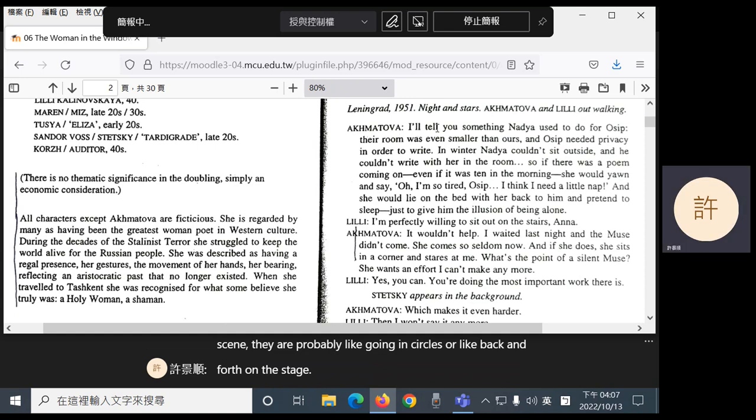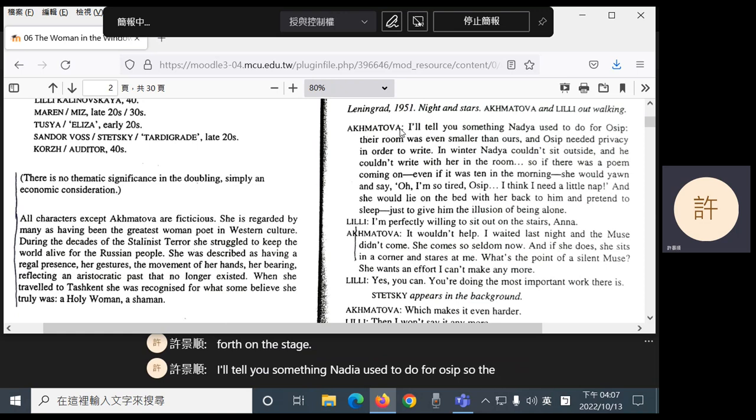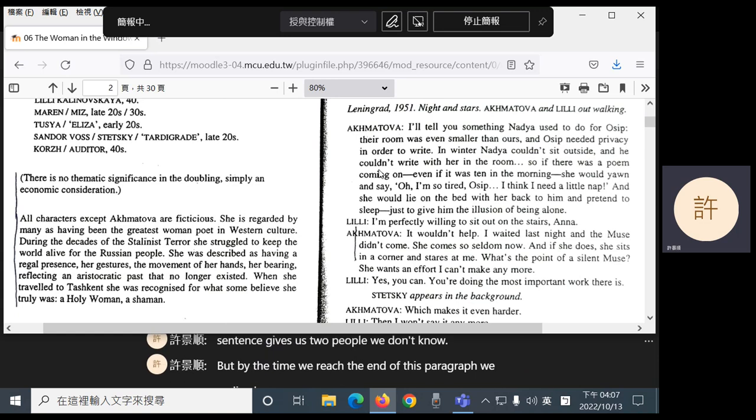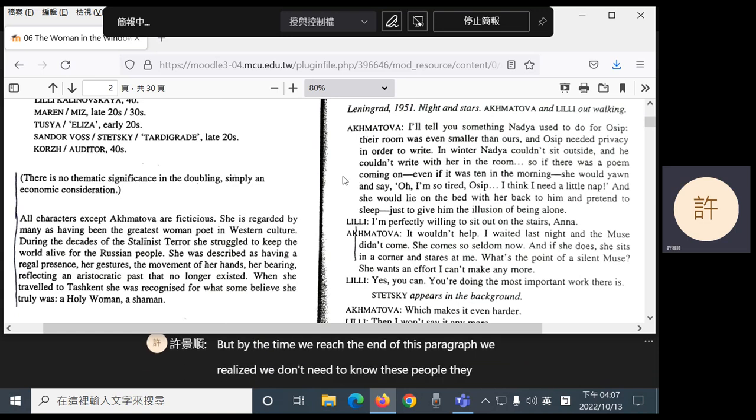I'll tell you something Nadia used to do for Ossip. So the first sentence gives us two people we don't know. But by the time we reach the end of this paragraph, we realize we don't need to know these people. They're just part of a story. And the important thing is what the story says.